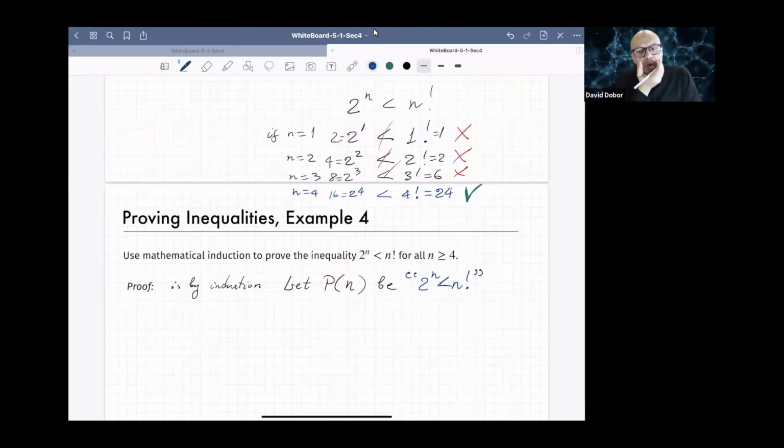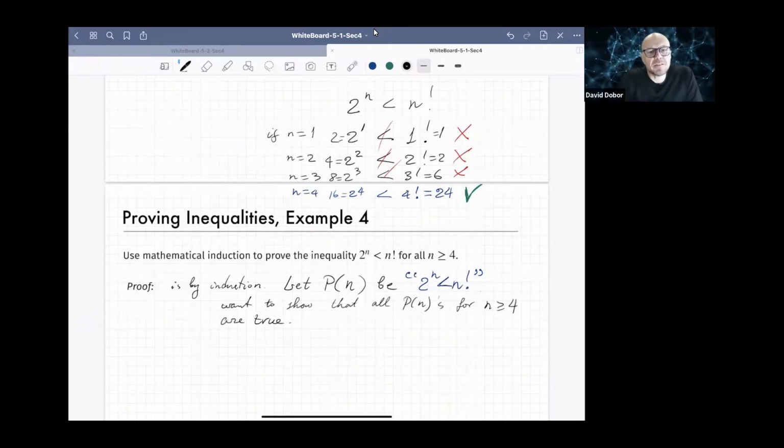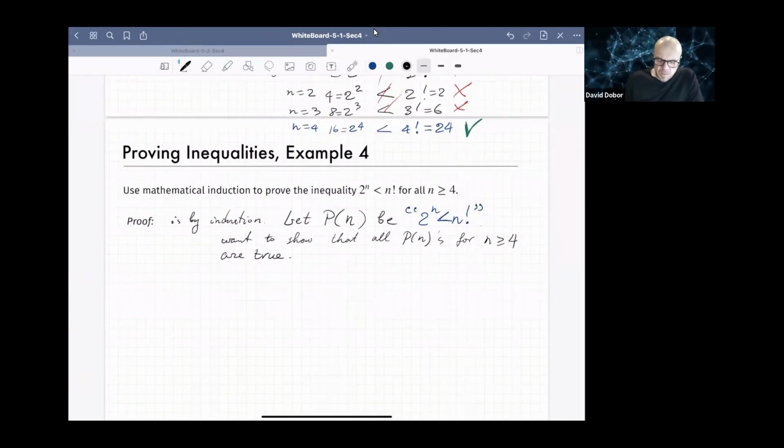So now what we want to prove is that all of these P of n's are true, starting from 4 and upward. Okay. We want to show, again, that all P of n's for n greater than or equal to 4 are true. Usually you'd write this down as: I want to show that P of n is true for all n when n is at least 4. But let's write it down this way. Why not? So now the proof is, we just said that the proof was going to be by induction.